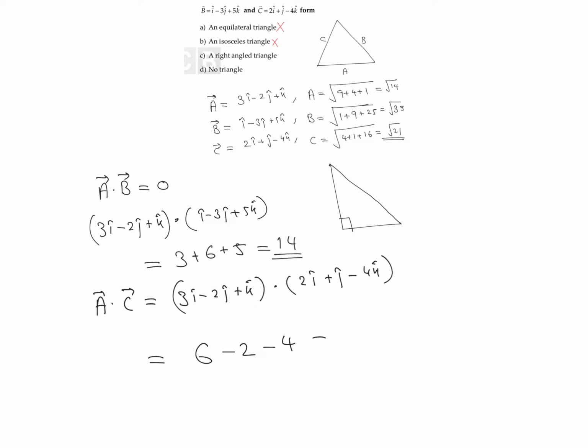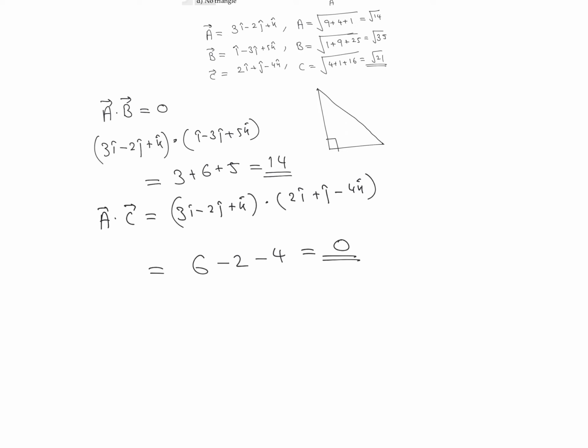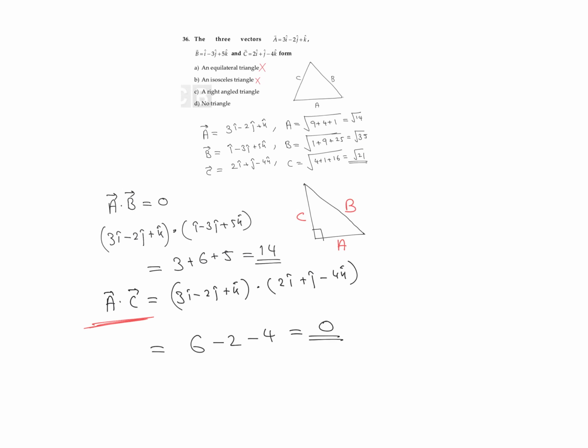So we can observe that over here 6 minus 6 we are going to get as 0. So we can say that A vector and C vector are perpendicular. That means if you are taking this as A vector and this is C vector, so this is going to be our B vector. So A and C are perpendicular, so we can say that it may represent a right angle triangle.